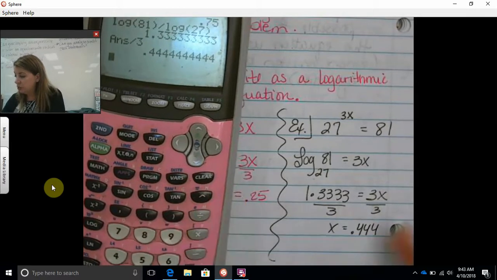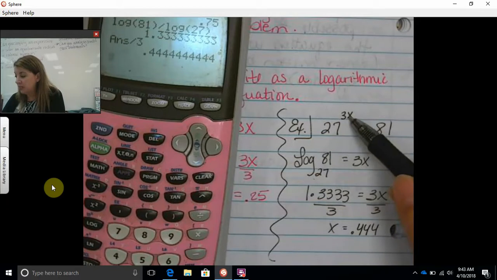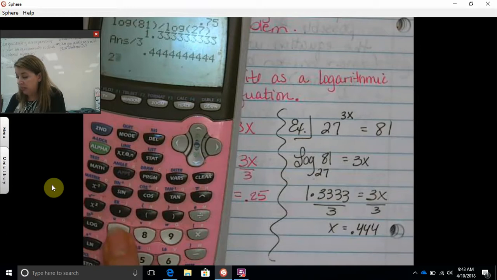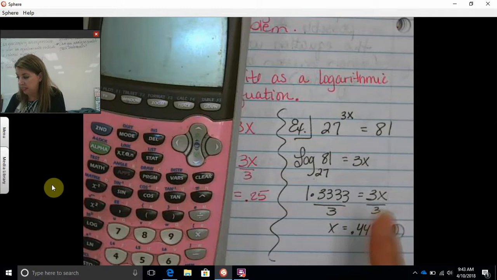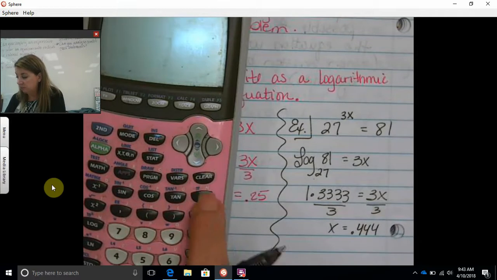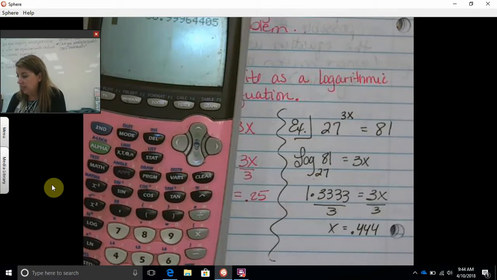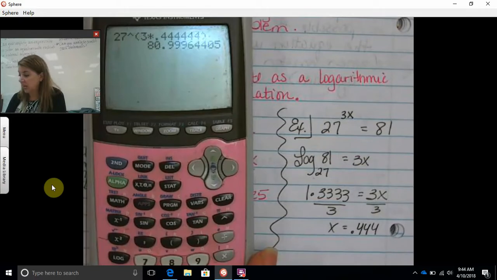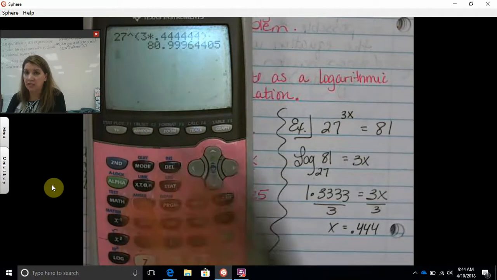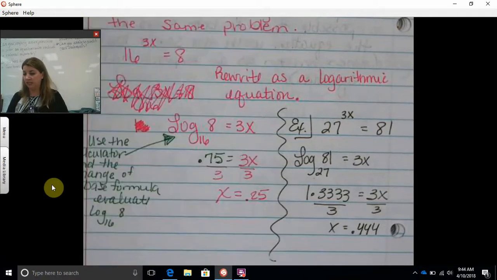So if I did that correctly, 27 raised up to the 3 times 0.444 should give me 81. Now I'm rounding in my calculator, so my answer is going to be slightly off when I put it in, because I've got a repeating decimal. 27 raised up, open parentheses, 3 times 0.444, and I get 80.99996. Would you say that I did it correctly? It's not exactly 81, but I rounded here, right? It's a repeating decimal, and that rounds up to 81, so we probably did it correctly.